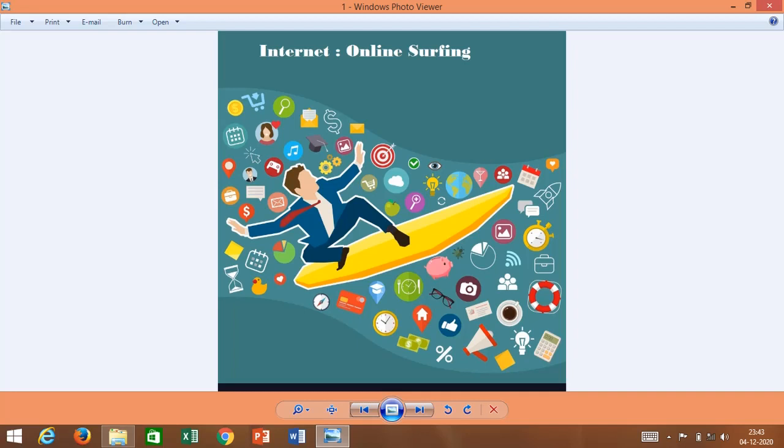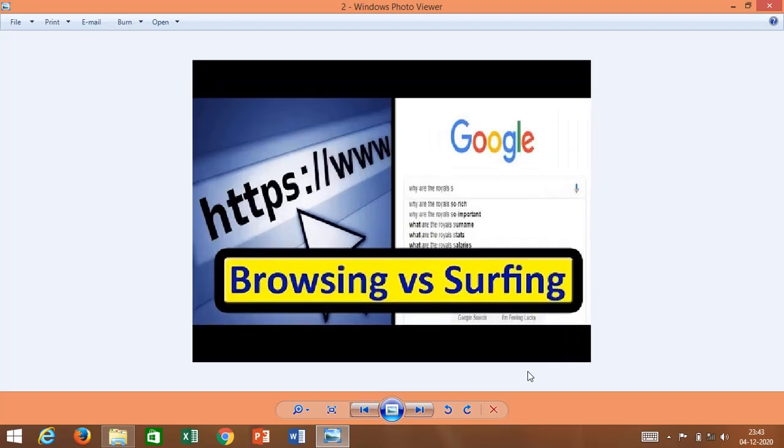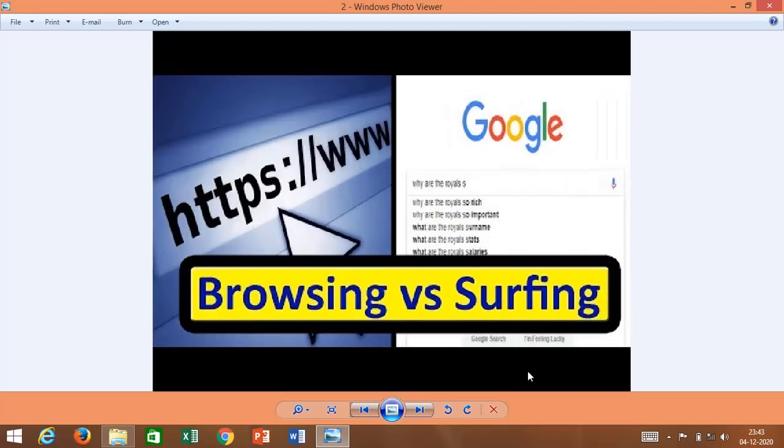Now, what is the difference between surfing and browsing? As I said, surfing is done through a search engine. Browsing is done through a web browser, while surfing is done through search engines. Now a search engine is also a kind of website. Google.com is a website. But when we don't know specifically what we need to search, that time we put the keyword.